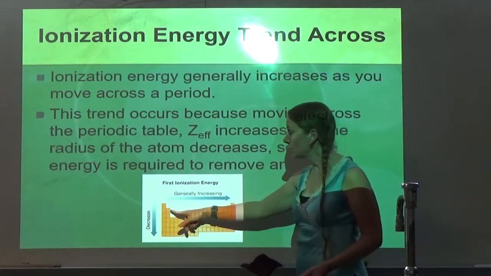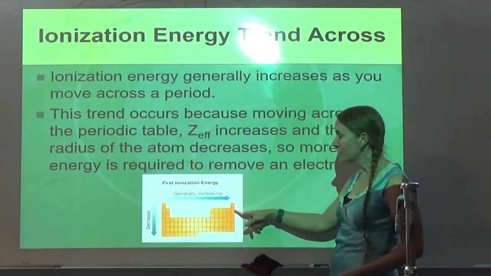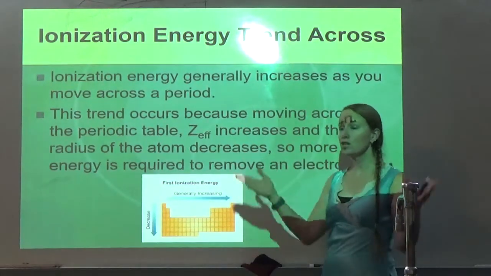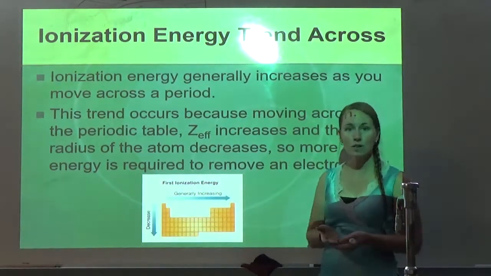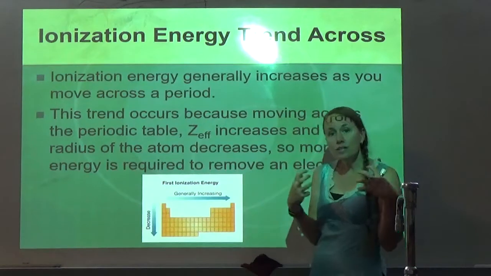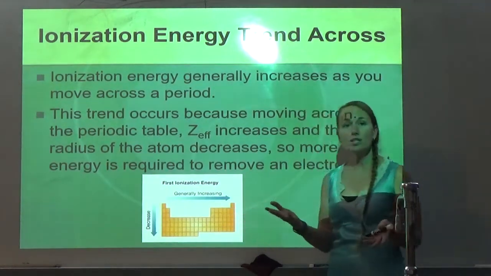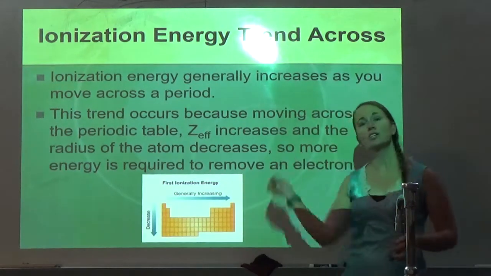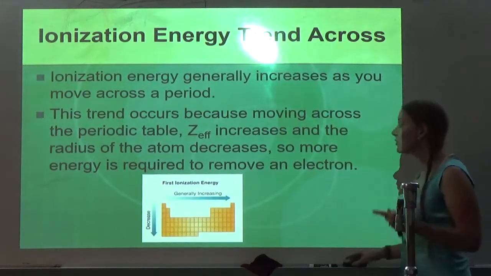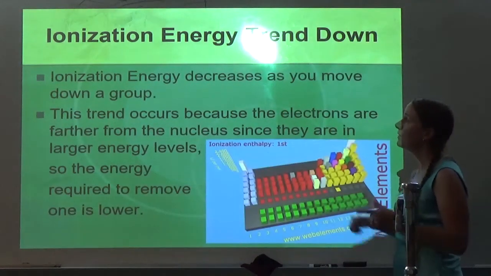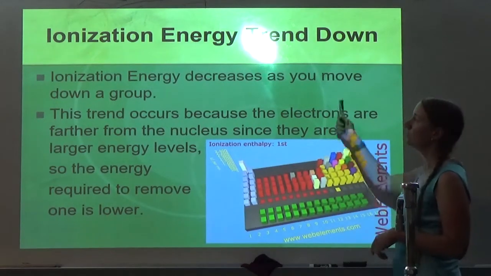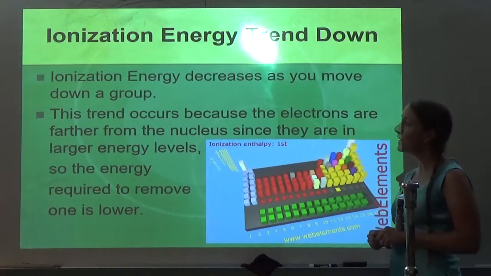Okay, so the nucleus gets increasingly positive as we go across, but the electrons just keep being added to the same energy level. So that stronger nucleus can pull them closer. Well, if the pull from the nucleus is stronger, then it's going to take more energy to remove that electron. Alright, so it increases going across, and then of course it decreases going down a group. So ionization energy decreases as you move down a group.